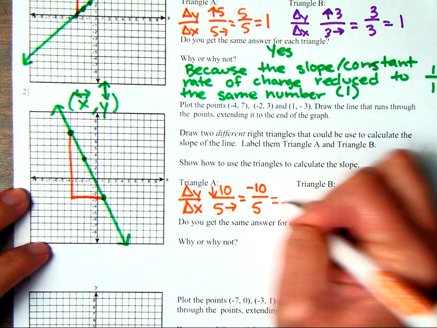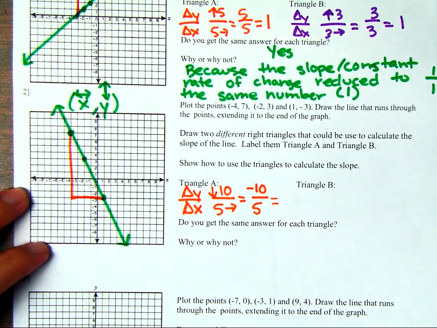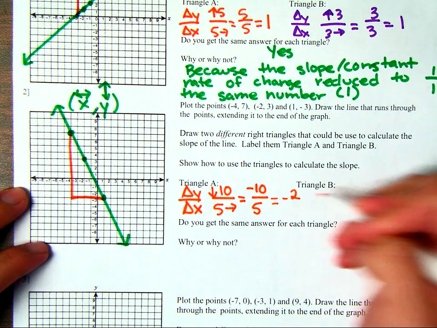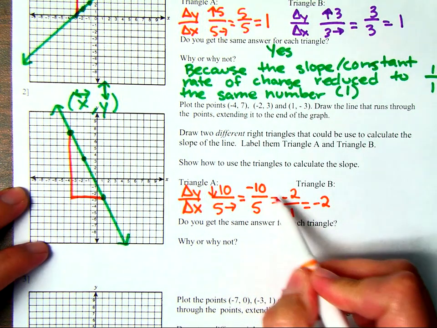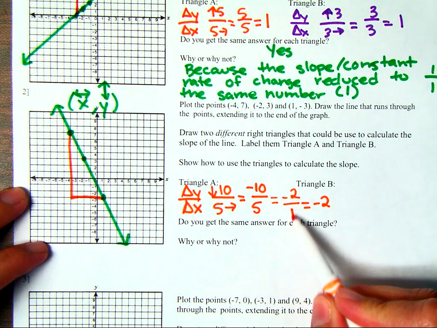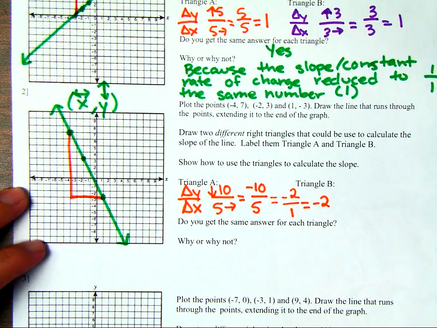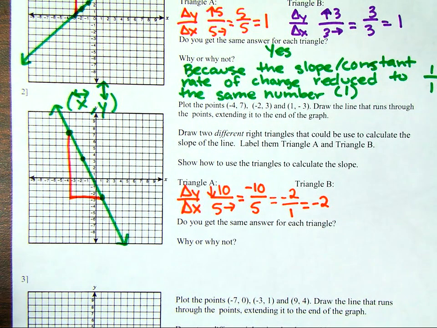So -10 divided by 5 reduces to -2. Or you can even say -2 over 1. That's the same thing as -2. Because if you divide both of these by 5, that would be your fraction, and anything over 1 is itself. Okay, so we got the slope for that one. So this is my triangle A.